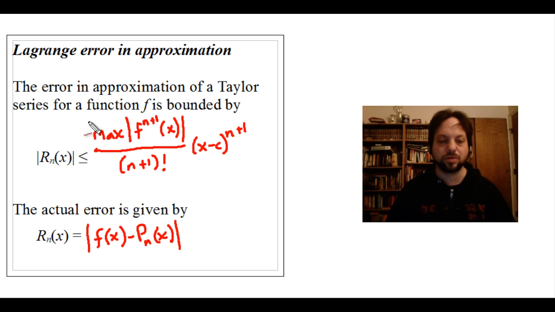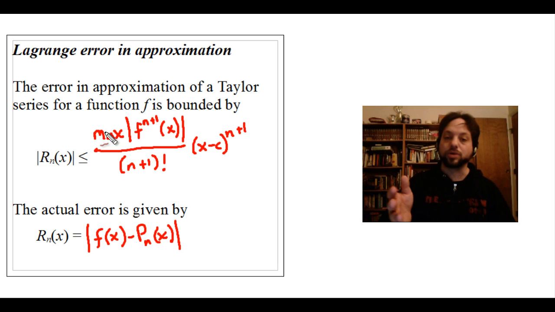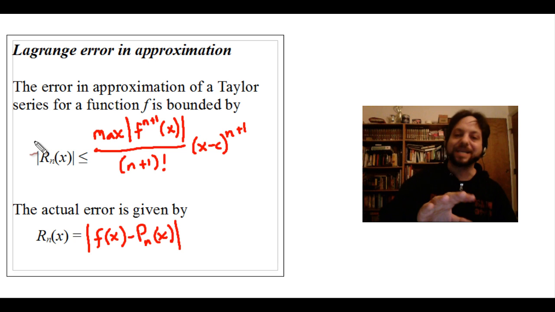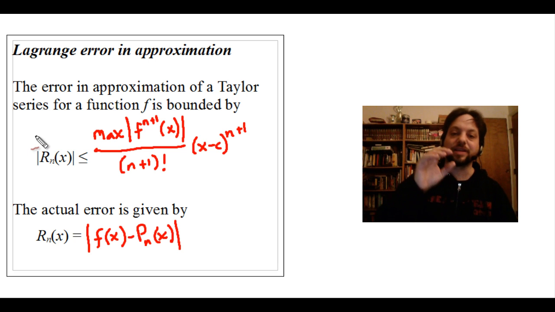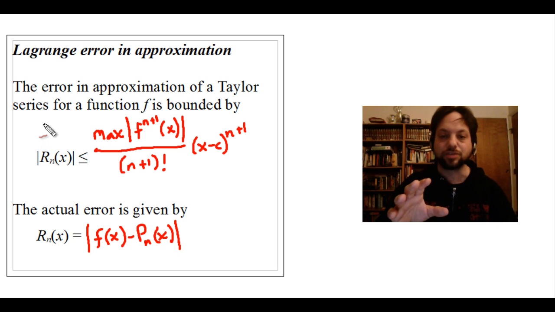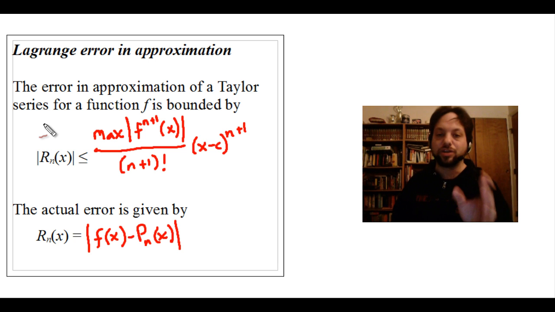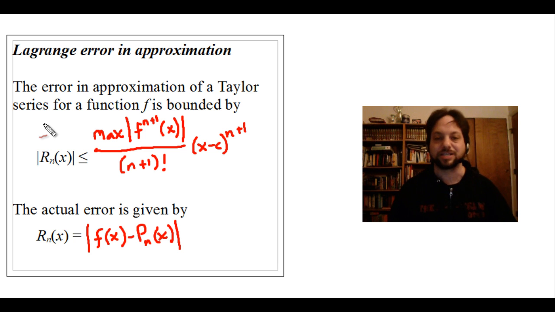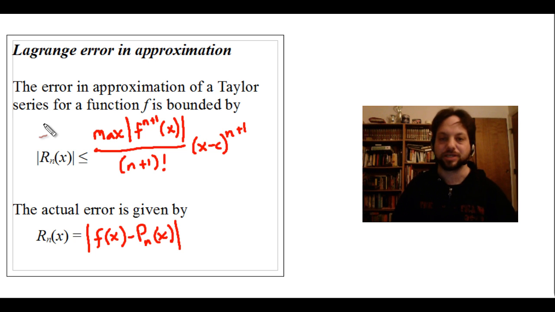Now, this whole numerator is kind of difficult to understand. We'll do a couple examples, of course, but all we're really doing is finding the next derivative and finding the maximum magnitude of that derivative between our value of c and the value of whatever x we're trying to approximate at. I'll show you what we mean. Let's go ahead and run a couple examples here.